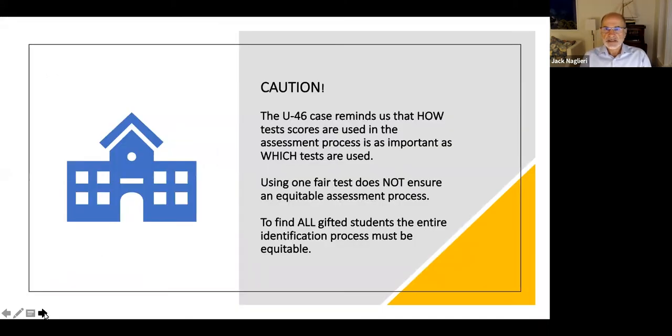So here's the thing. The U46 court case reminds us that how test scores are used is just as important as which tests are used. Just because you have a fair test, and maybe even if you use a fair test, it doesn't necessarily mean the entire assessment process is going to be equitable, because it depends on how you manage all the numbers. And to find all gifted students, the entire identification process must be equitable.